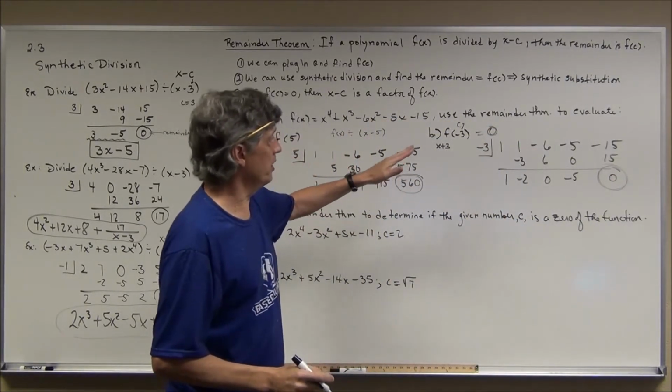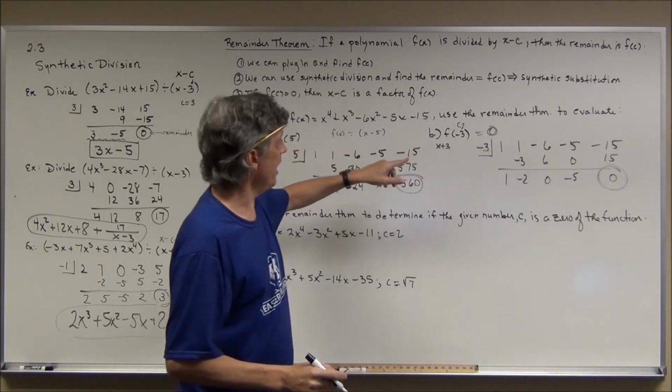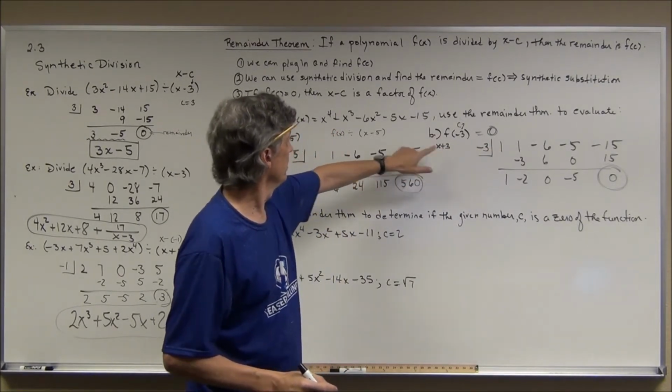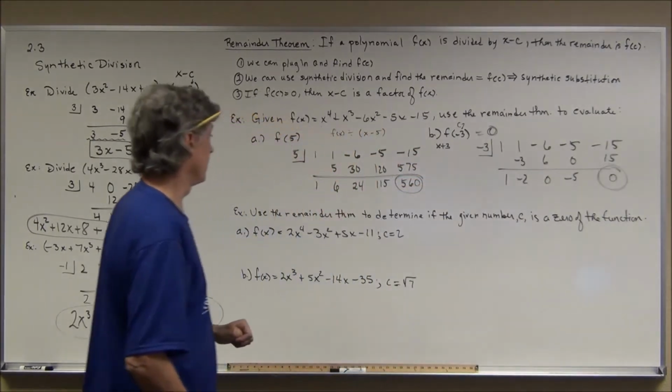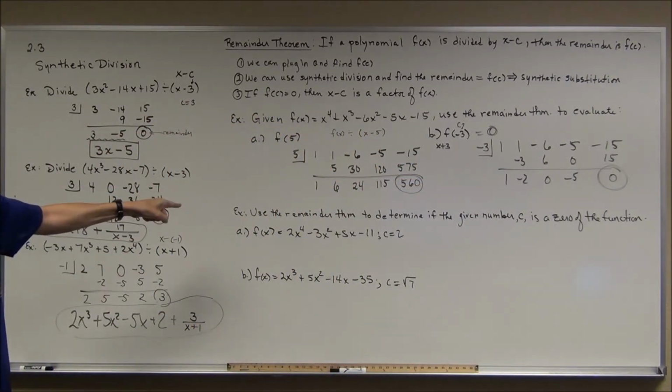So not only do I know that f of negative 3 is 0, I know that x plus 3 is a factor of f of x, because my remainder was 0. Very nice.